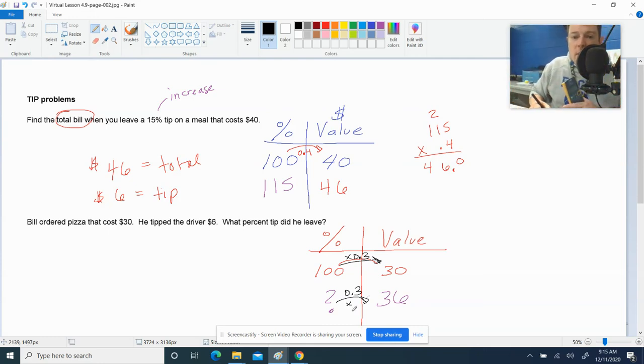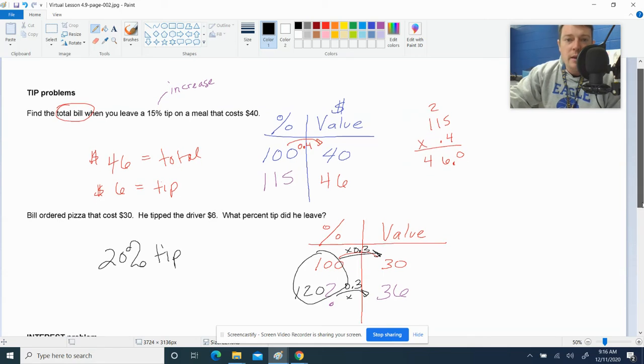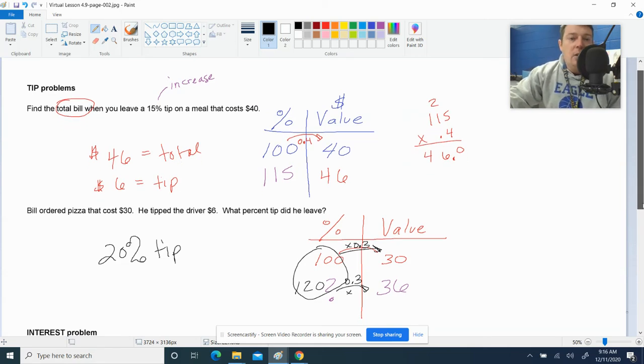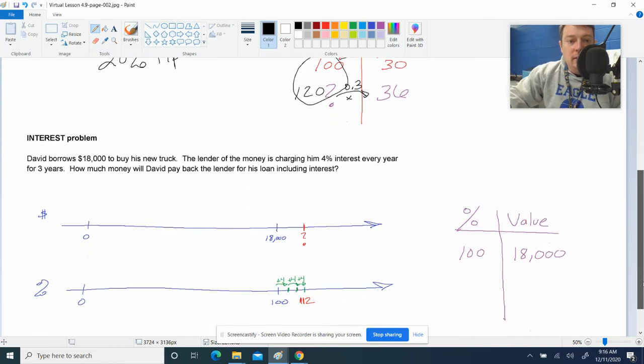So he went from 100% price to 120% price. So the increase from 100 to 120 is a 20% tip, a 20% increase from $30 to $36. So he left him with $6. It's a pretty nice tip. All right, so those are tip problems. They're always increase problems. So you can use your double number line. You can use your table. You could have even used your decimal shortcut like we did on the tax problem. That also works there, but I'm not going to do that as an example.